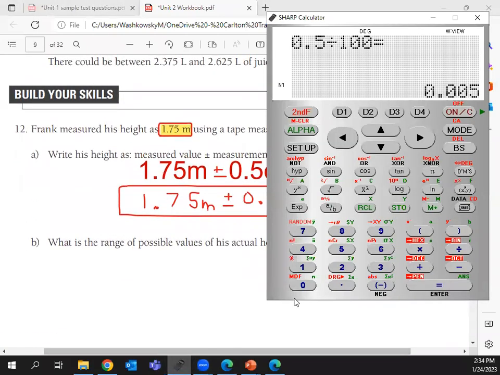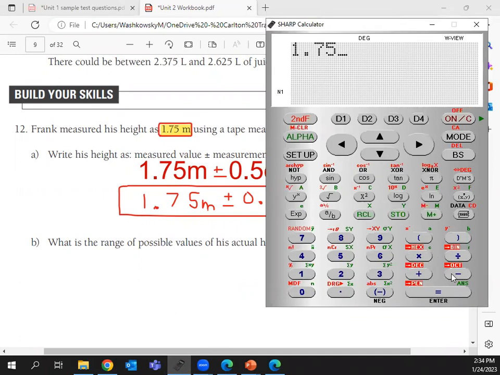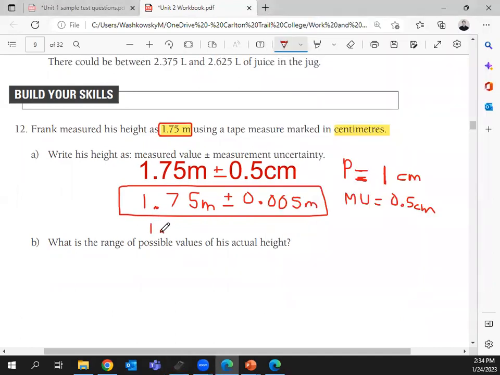So I'm going to take my 1.75 meters and I'm going to add and subtract. Let's find out. So take away that 0.005. So it's 1.745. And then if I, this is A. Oh, sorry, this is B. Thank you, Kim.